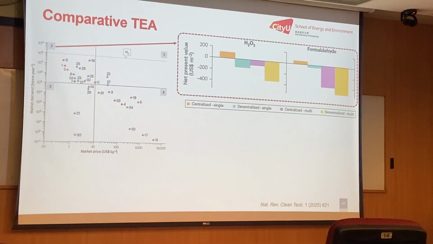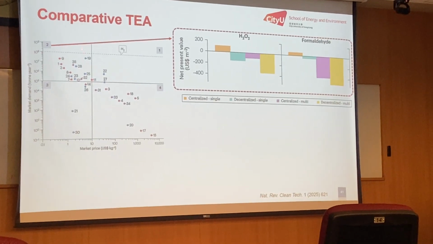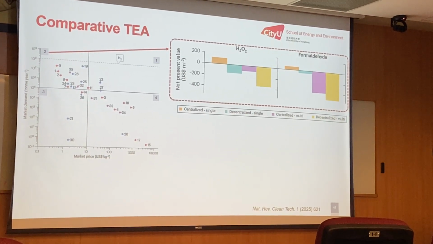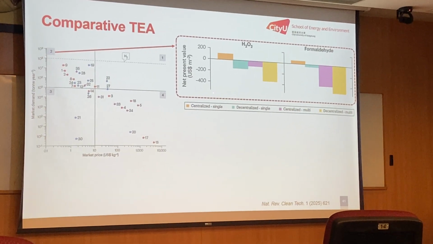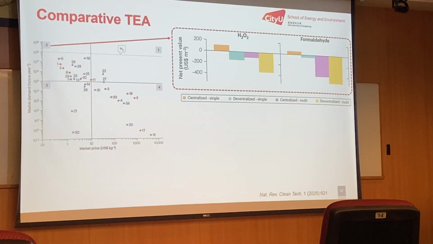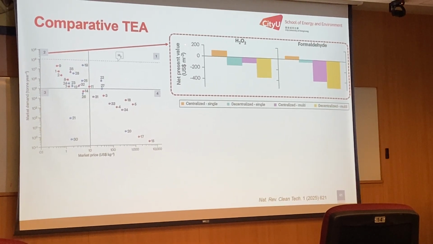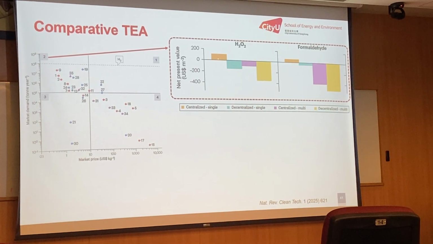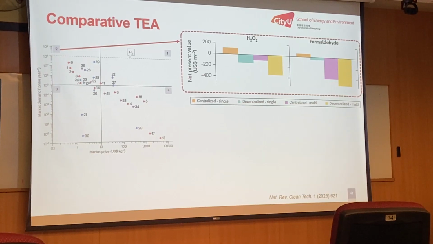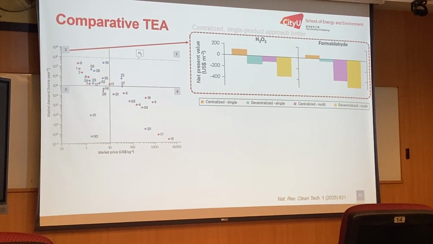A simple comparative TEA shows us that for these two different types of chemicals, we may want to implement different strategies. For example, if you take chemicals from quadrant 2, which is high demand, low price, like your hydrogen peroxide or formaldehyde, we can do scenario analysis going from centralized production to decentralized production and then the inclusion of multi-product. This is the net present value, so you want to have it as positive as possible. It turns out that for this type of chemical, it makes more sense to do centralized production and a focused single product.